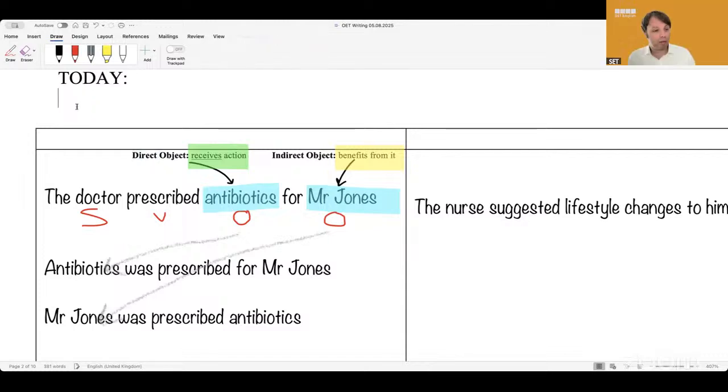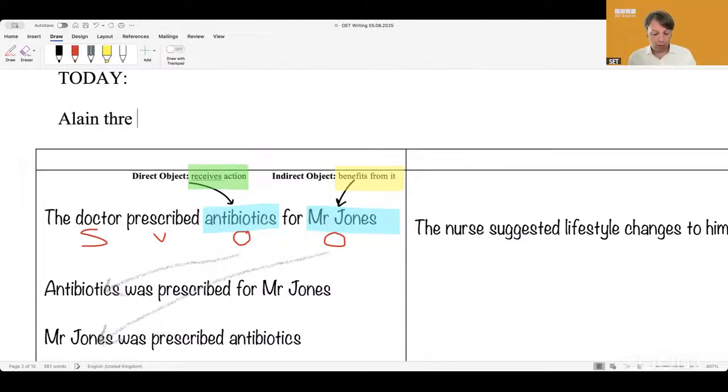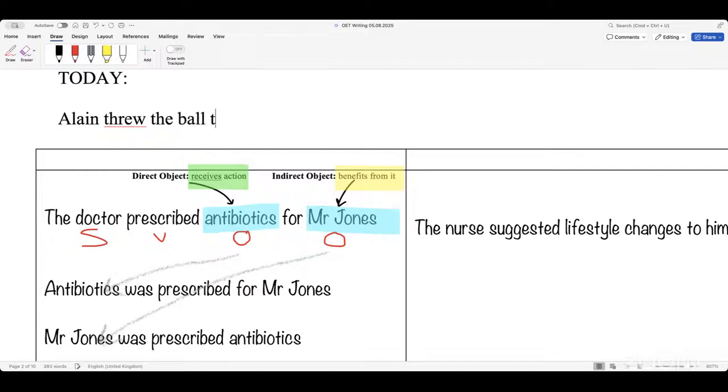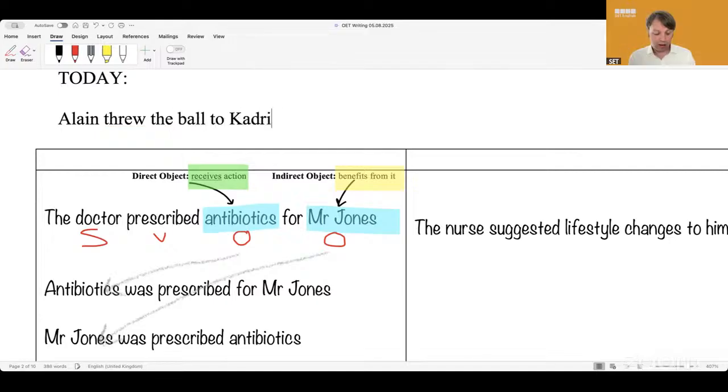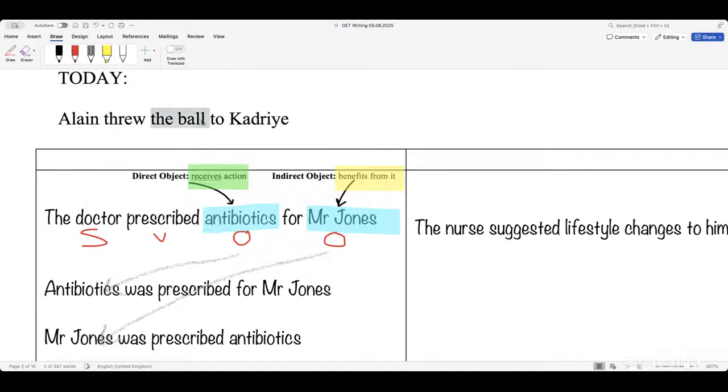What is the direct object? "Alan threw the ball to Kadriye." Everyone, one more time. The ball. The ball. Who benefits? Direct. Exactly. Who benefits from the ball now? Who has it? Kadriye.